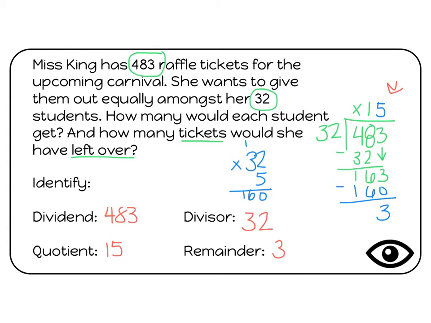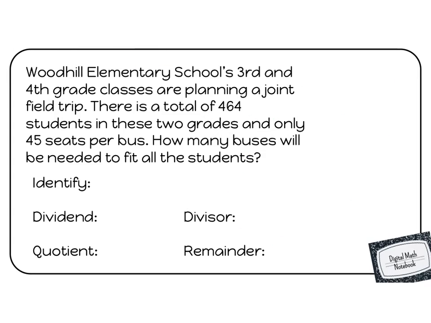Ready to try one together? You have a copy of this in your digital math notebook. Fill out the boxes as we go through this together. Woodhill Elementary School's 3rd and 4th grade classes are planning a joint field trip. There is a total of 464 students in these 2 grades, and only 45 seats per bus. How many buses will we need to fit all of the students?